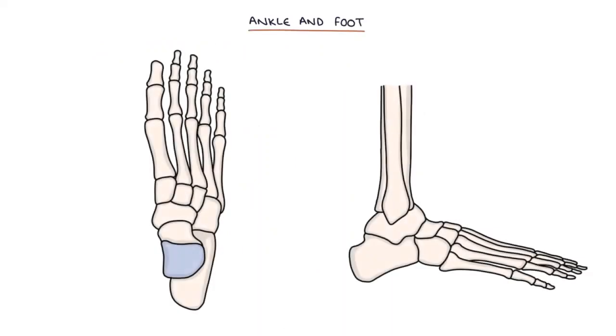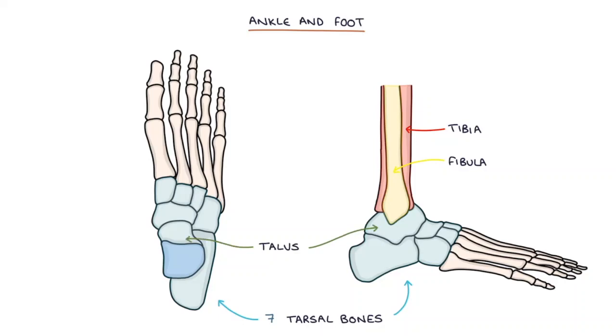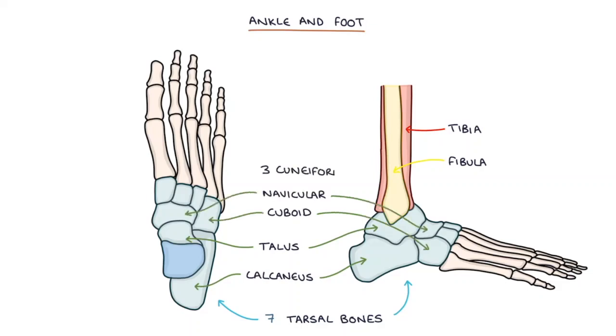Finally, let's move on to the ankle and the foot. At the ankle joint, the tibia and the fibula meet with the tarsal bones of the foot. There are 7 tarsal bones: the talus, which is the bone that joins directly with the tibia and the fibula at the ankle joint, the calcaneus, the cuboid, the navicular, and then 3 cuneiform bones.